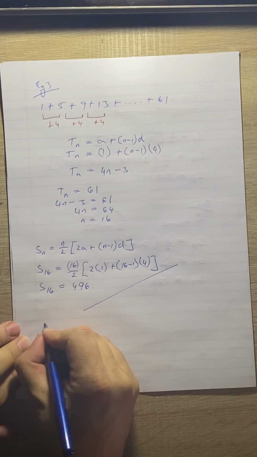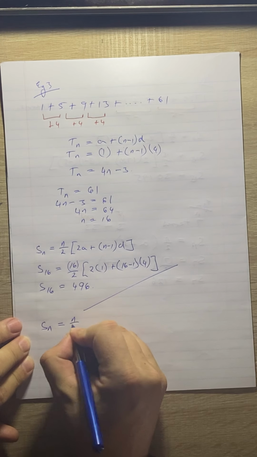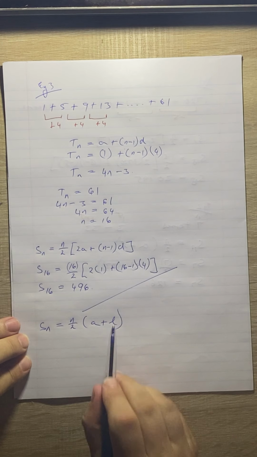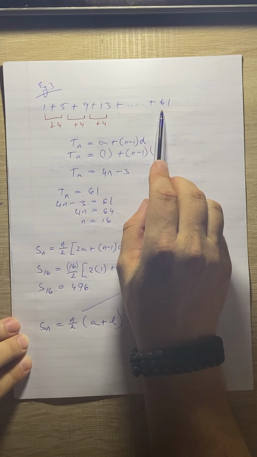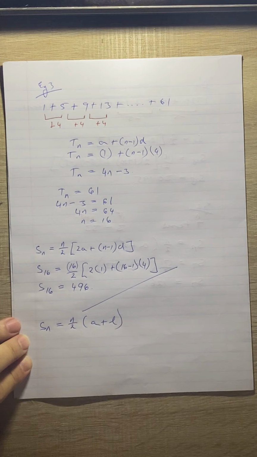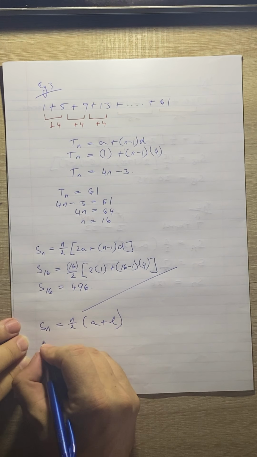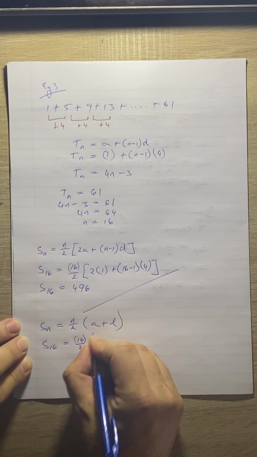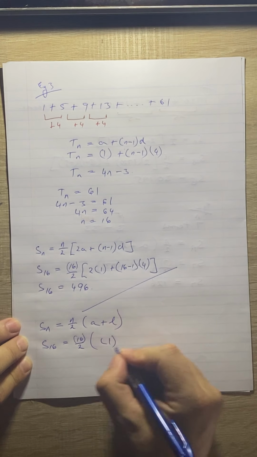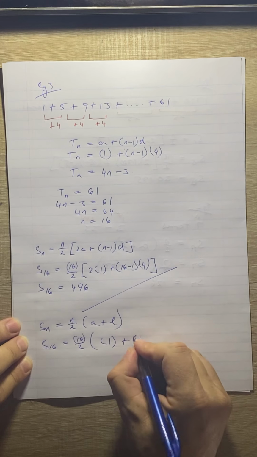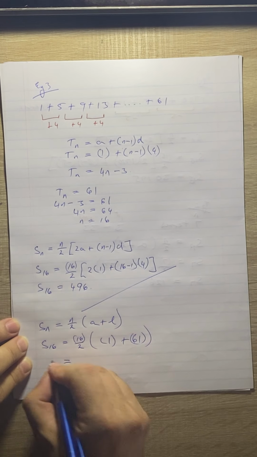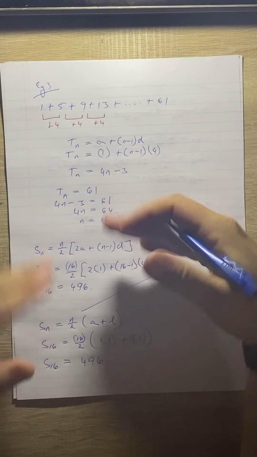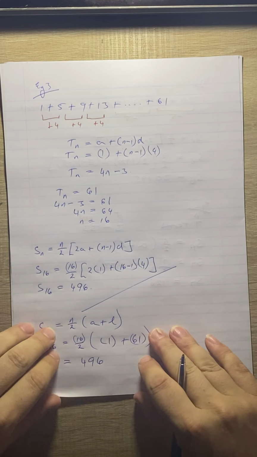I'm going to show you with the other formula, n over 2 (a plus l). The reason again why I can use this one is because I have my first term, I have my last term, and I have the number of terms. So let's just substitute in. S16 is equal to 16 over 2, our a is 1 plus our last term is 61. Plug that into the calculator and you will see that you also get 496. So either one will give you the same answer.